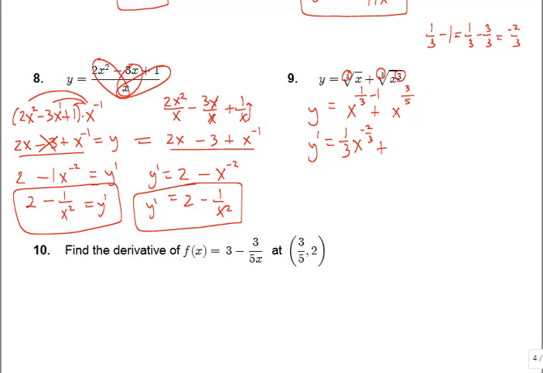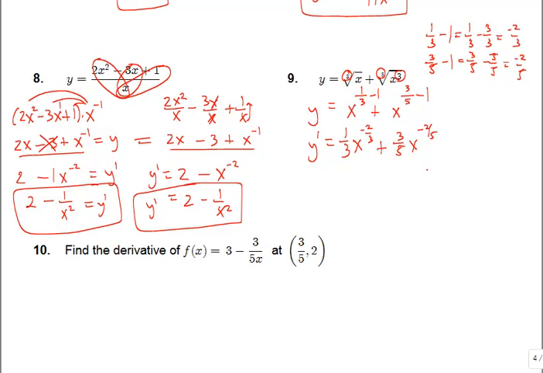Then when I go to the next piece over here, x to the 3/5, I bring down that power, 3/5, and then I need to subtract 1 from the power. So 3/5 minus 1 would be 3/5 minus 5/5, or negative 2/5. Now you could stop here.